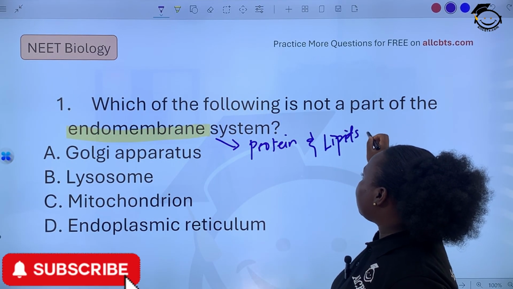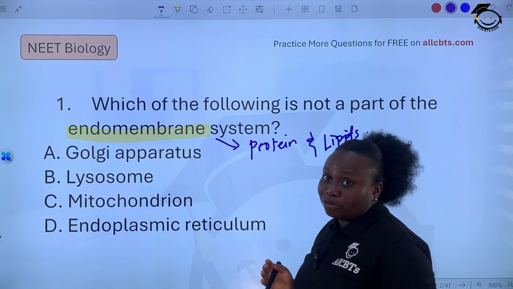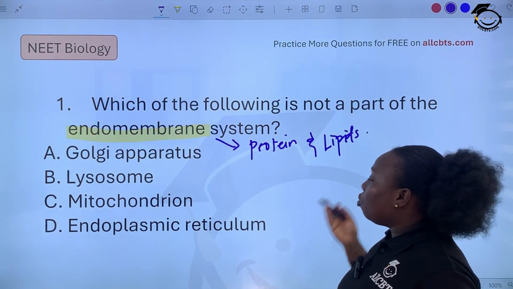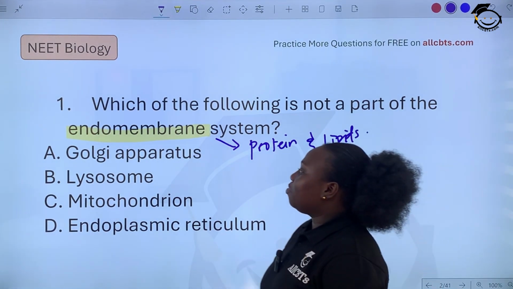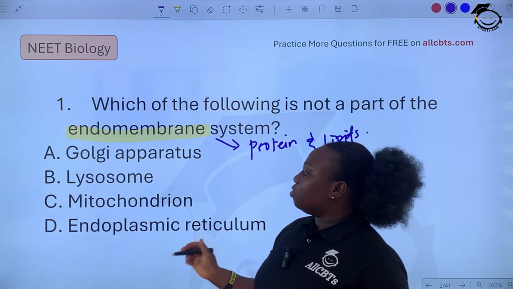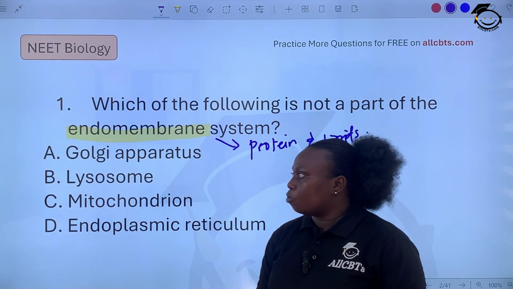These are fats and oil. So these are the membranes, or the organelles, that have something to do with either protein or lipid synthesis in the cell. Now, A, we have the Golgi apparatus. B, we have the lysosome. C, we have the mitochondrion. D, we have the endoplasmic reticulum.